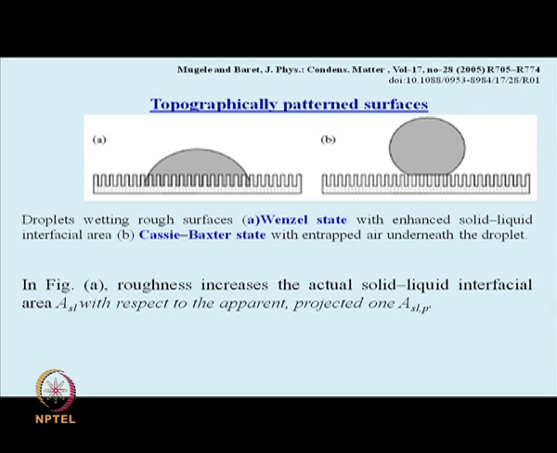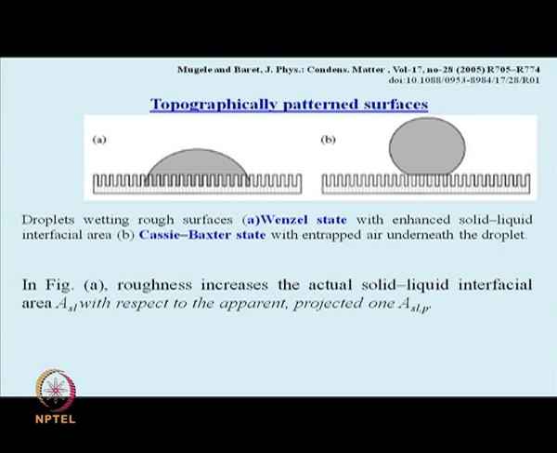Now, if you compare the actual wetted area and the projected contact area, these two are different for both the cases. For the case of the Wenzel state, the actual wetted area is more than the projected wetted area, whereas for the case of the Cassie state, the actual wetted area is less than the projected wetted area, and these two cases would give rise to two different laws.